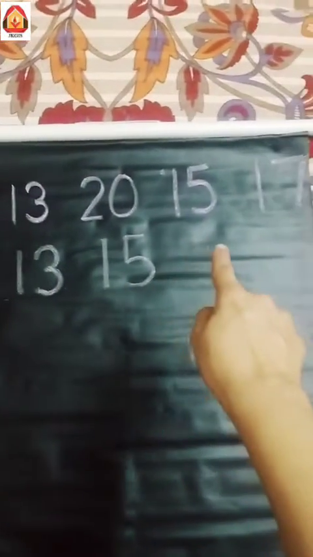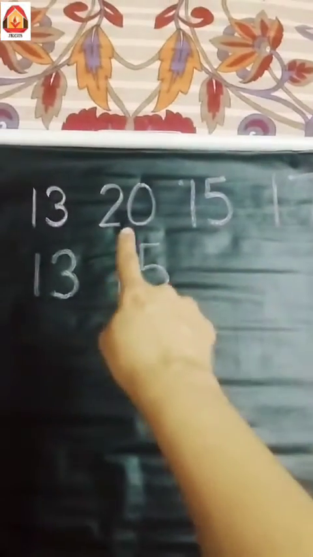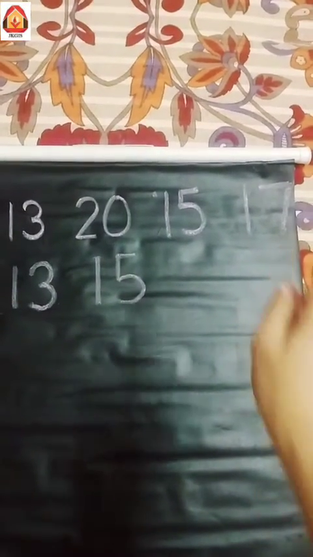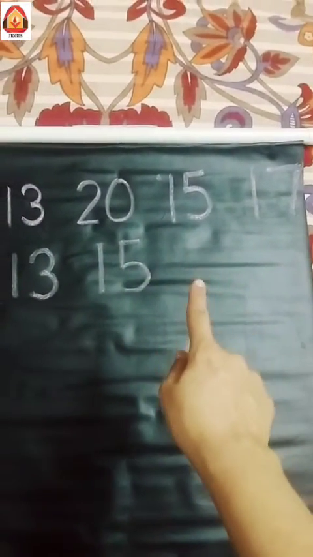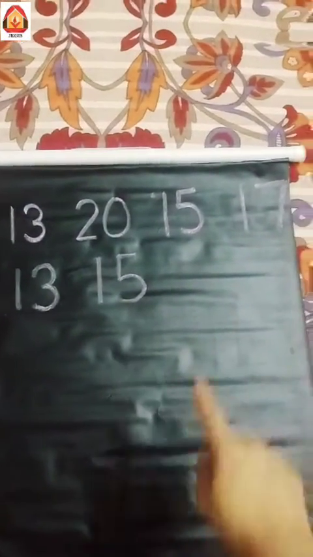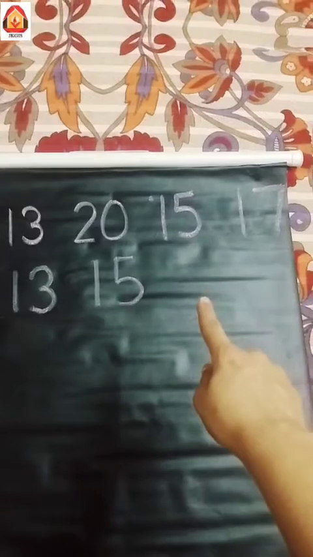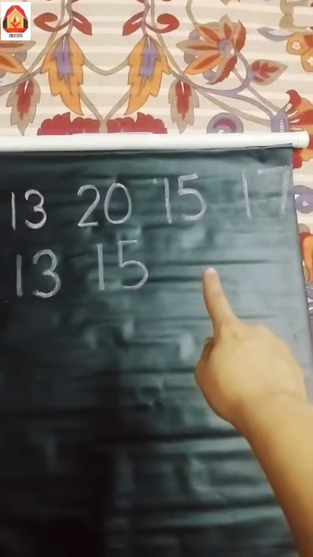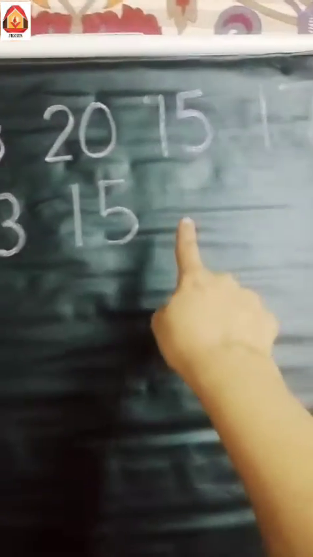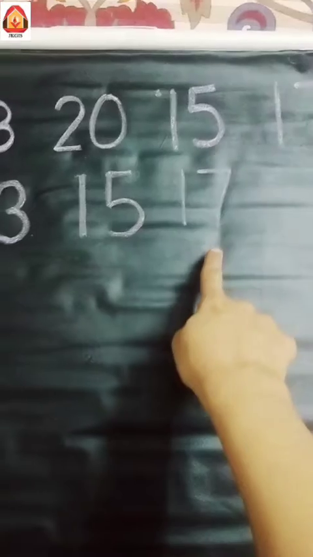Now you will have to see there are two numbers left, 20 and 17. So what will come after 15? 16. But number 16 is not here. After 16, what will be the next number? 17. So number 17 is here. So I will write 17 here. So I have written number 17 here.